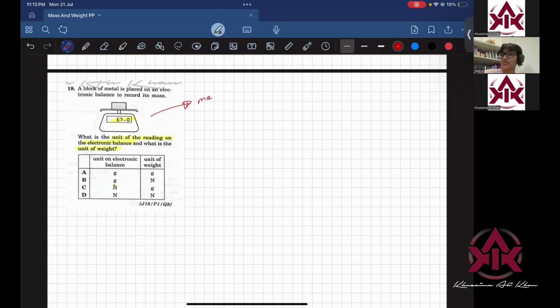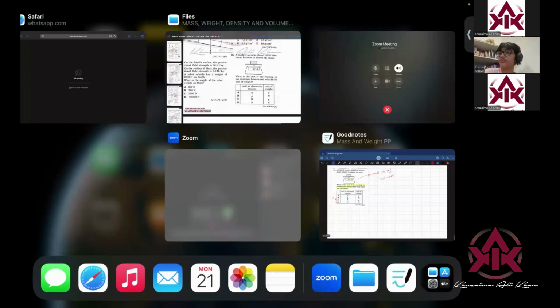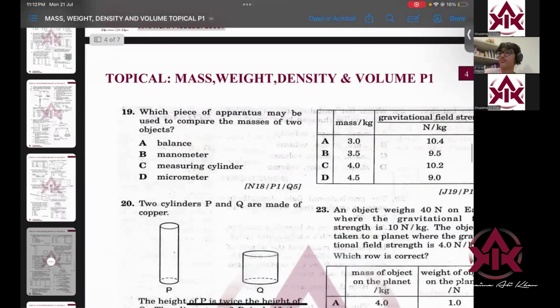So it measures mass here, and mass is usually given in grams by the electronic balance. So options C and D are wrong. And how do we calculate weight? Obviously, weight is measured in newtons. So your option number B is the answer here. Any questions? No. Okay, good. Let's go on to our question number 19.